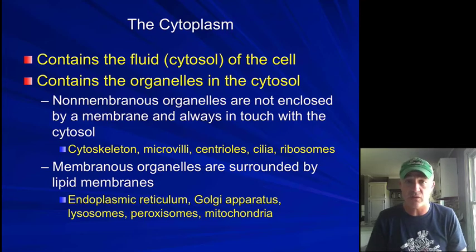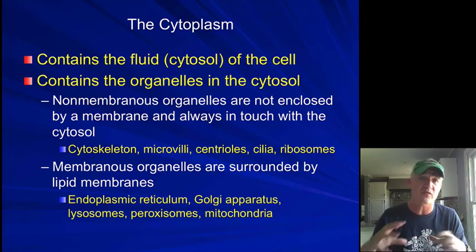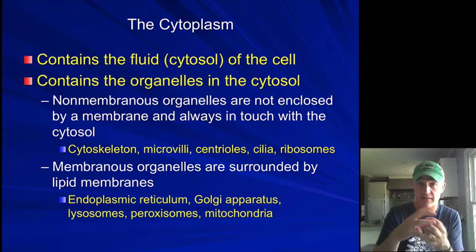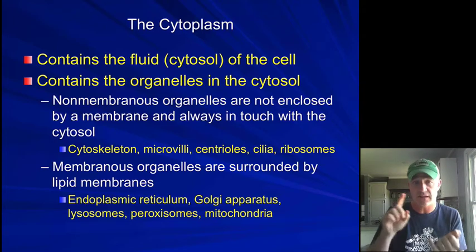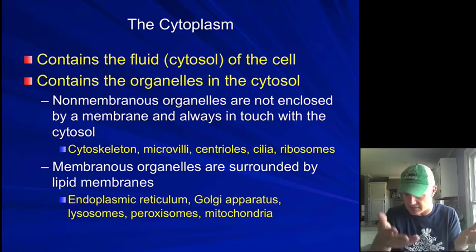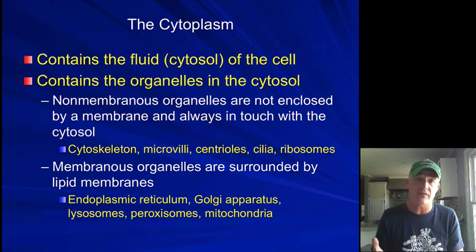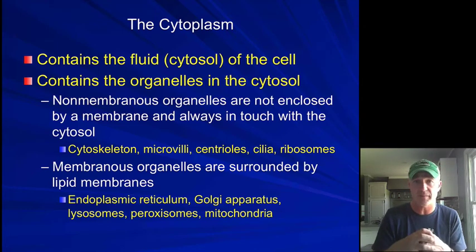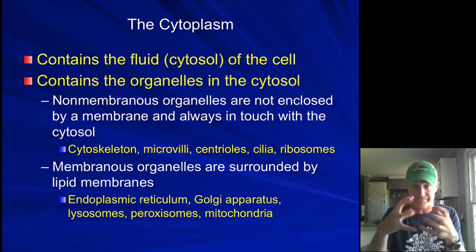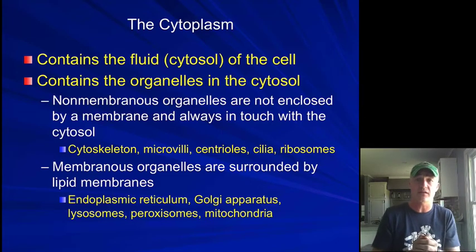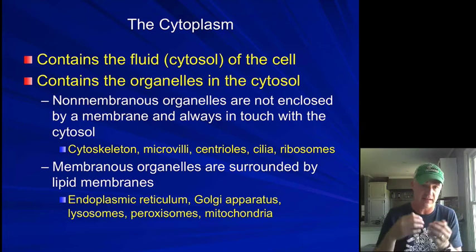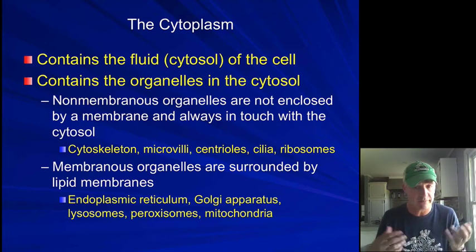Again, we have non-membranous organelles. These are ones that do not have a phospholipid bilayer making up the organelle, the cellular structure. Things like the cytoskeleton, microvilli, and the rest of this you can see here. Membranous organelles, these are going to have a phospholipid bilayer, much like the cell membrane, that is going to make up kind of the structure of these particular organelles. And we'll see things like the endoplasmic reticulum, the Golgi, peroxisomes, mitochondria as examples of those.